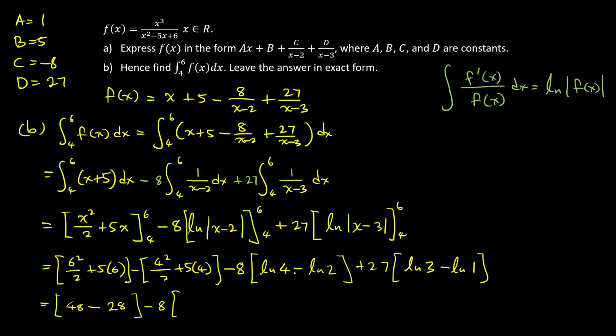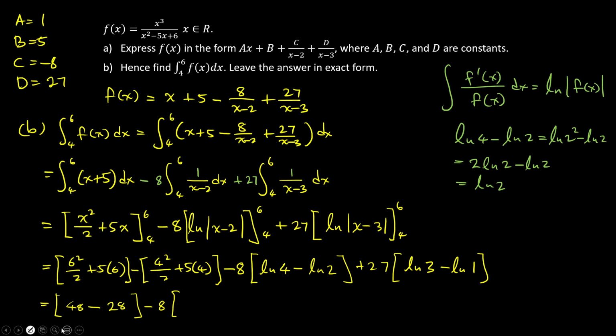Okay, ln 4 and ln 2. Let's put it here: ln 4 minus ln 2. We can put 4 to become natural log of 2 squared minus natural log of 2. And according to the index logarithm rule, this equals 2 natural log of 2 minus natural log of 2. So essentially the whole thing, 2 minus 1, is equal to ln 2.